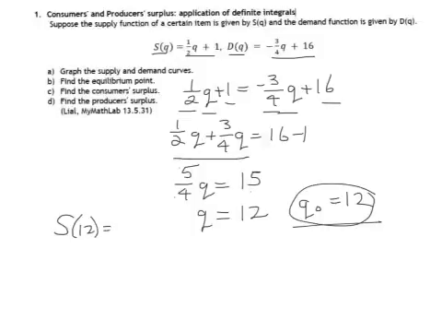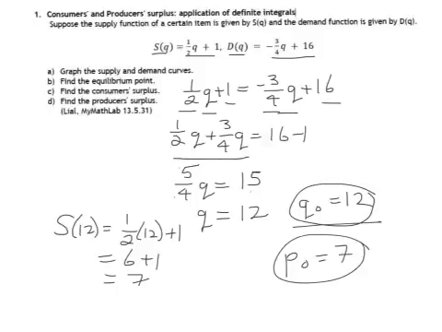So S at 12 would be 1/2 of 12 plus 1. So half of 12 is 6, plus 1 is 7. So 7 is going to be your equilibrium price, and the equilibrium point then will be (12, 7). Okay, so that's the first step.